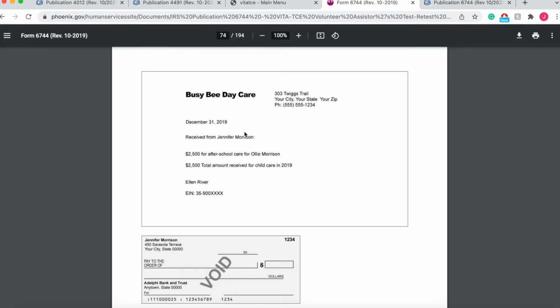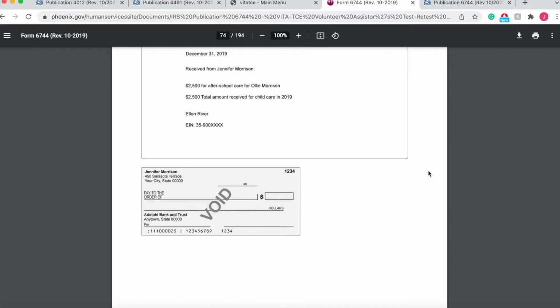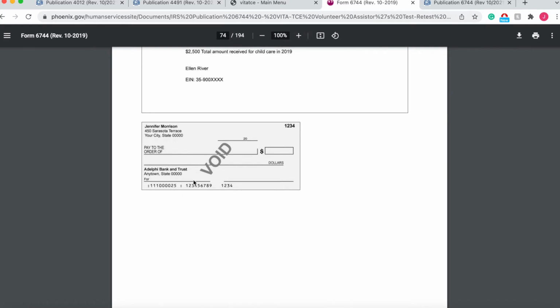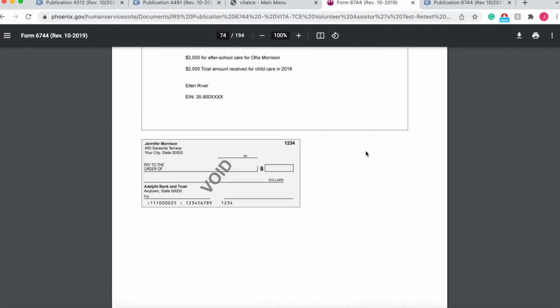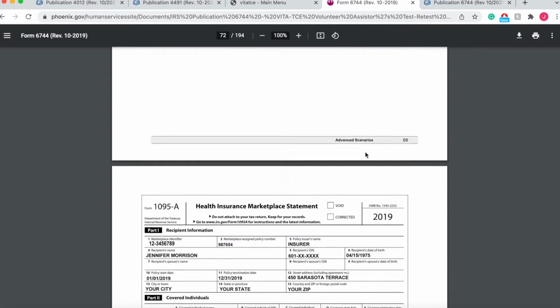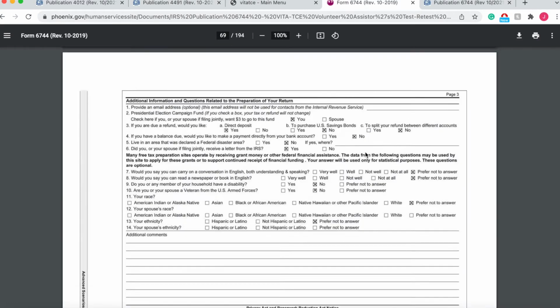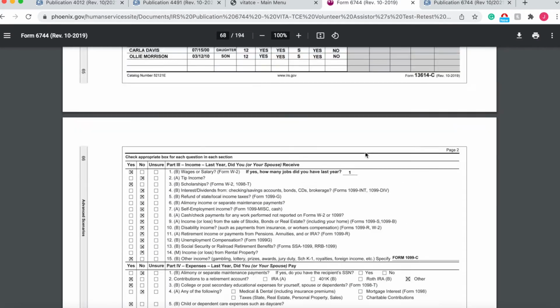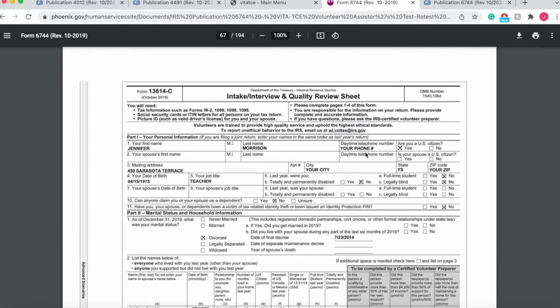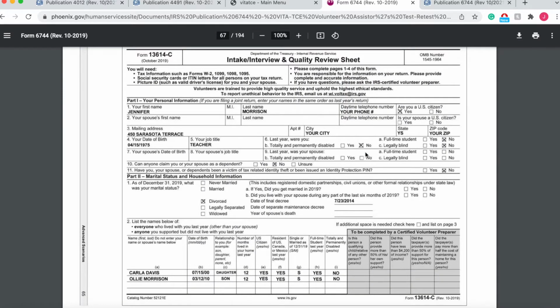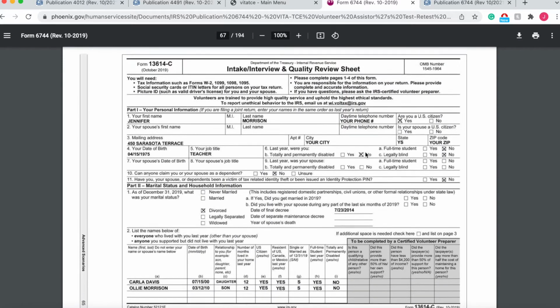Yeah, and so here is basically a statement from the daycare place that Jennifer sent Ollie to, and so that gives us the amount that was paid for that as well. That's banking information. We'll see that for when we file the return at the very end. Okay, and so now that we are familiar with the situation of our client, it's time to actually go into TaxSlayer and begin this return.